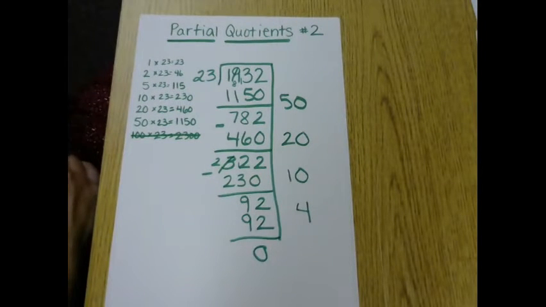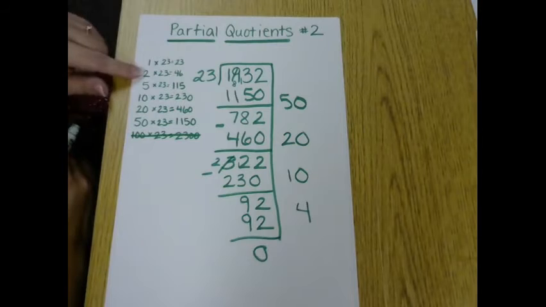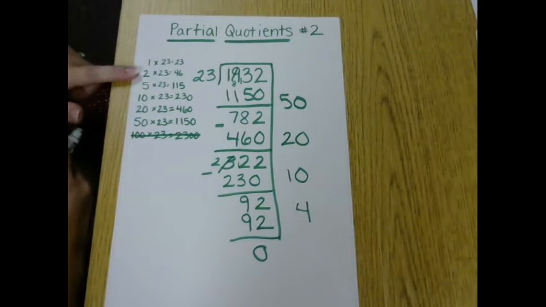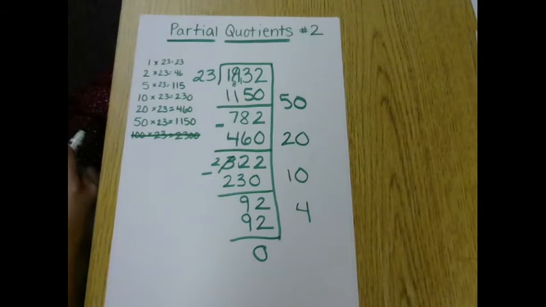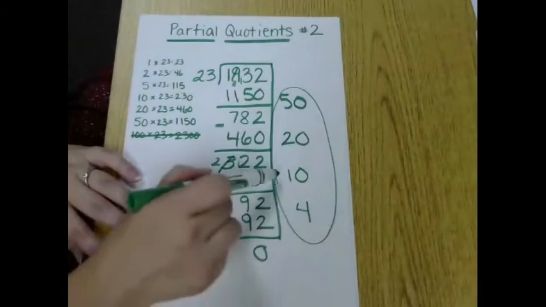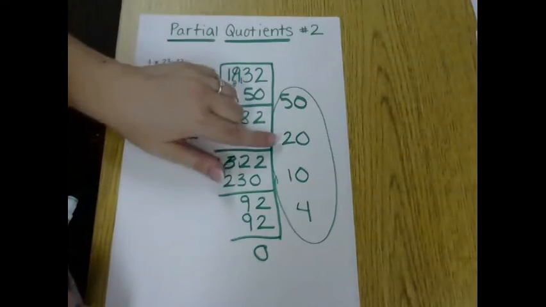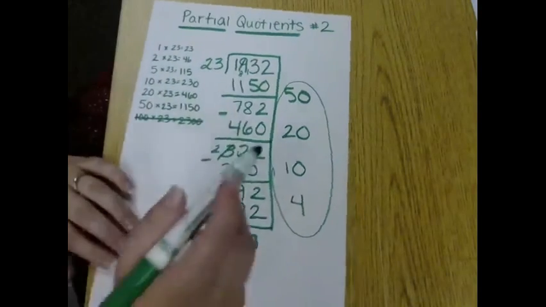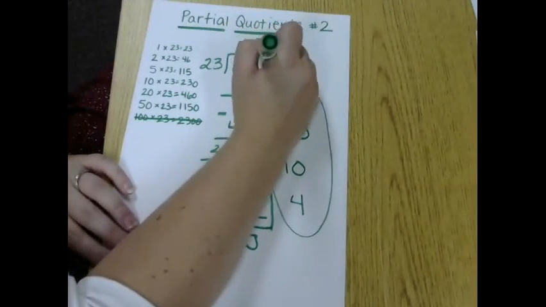Now, if students do not naturally see that, they can do 2, subtract 46, do 2 again, and subtract 46. They'll still end up with the same answer. Off to the side, I add up all my groups that I did. I did 50, plus 20 is 70, plus 10 is 80. So my answer is 84.